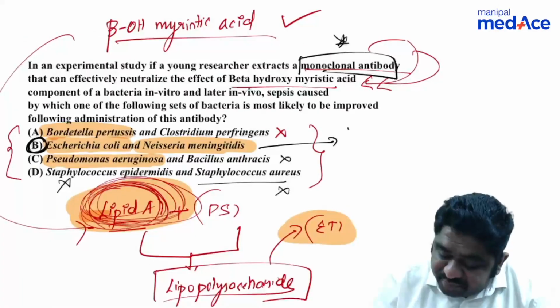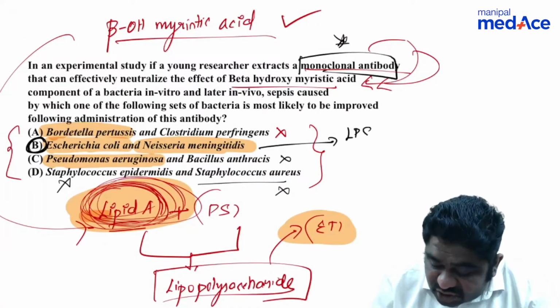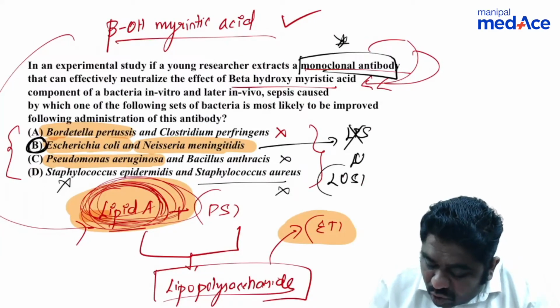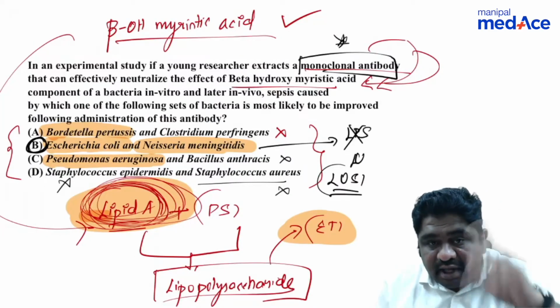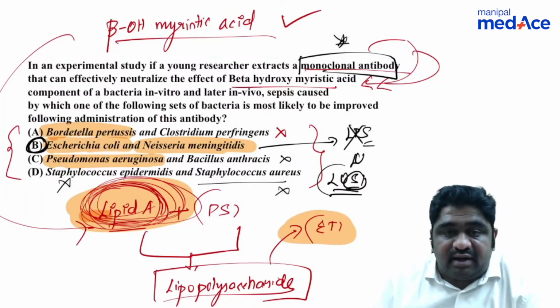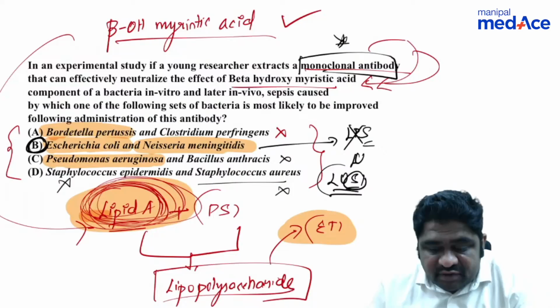Now that means in case of Neisseria, there is one extra information. In Neisseria, what endotoxin you have is not LPS, it is LOS. In Neisseria, gonococcus and meningococcus, still lipid A, beta hydroxymyristic acid is the same, but instead of polysaccharide, you have oligosaccharide. This is the variation.